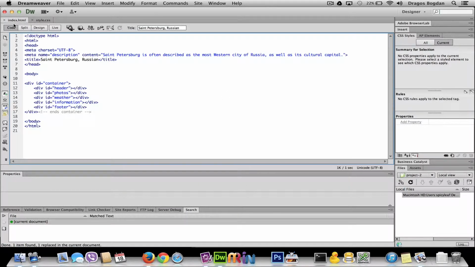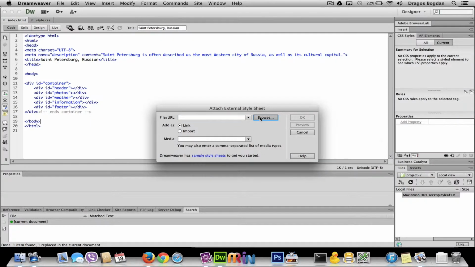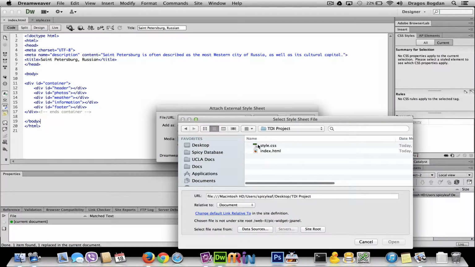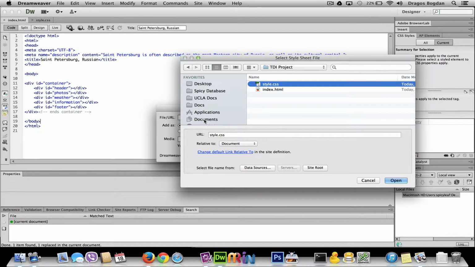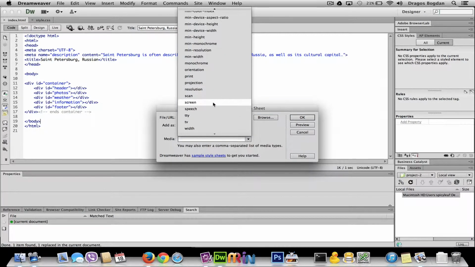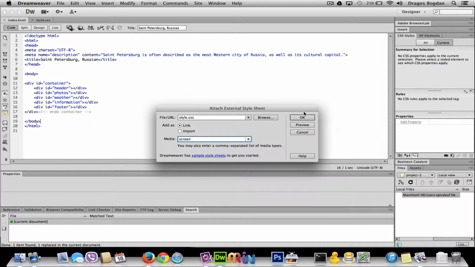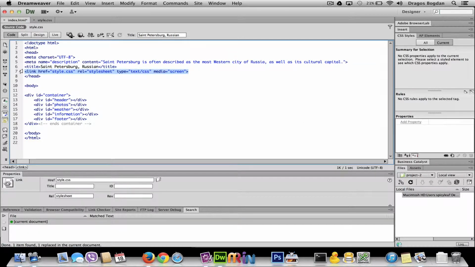Let me now attach it to my document over here. Let's see, attach style sheet. Let's browse for it, look it up. Here we go. Relative to document. Yeah, that's right. We don't want it to the site root and start messing stuff up. Here we are, and I'm going to give it for the screen. Cool. Very nice over there.